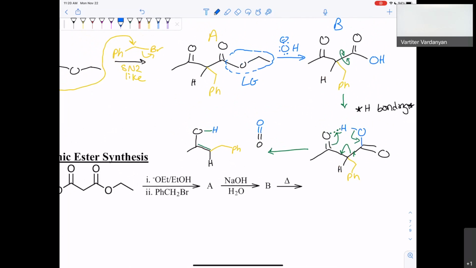So someone asked me a really great question last time, which was, how do we know whether we're going to make the E or Z of this guy? So for this class, it doesn't matter. You can make E or Z. I just like to draw the one that looks prettier. But he's not going to give you both answer choices and make you pick one. Yes.